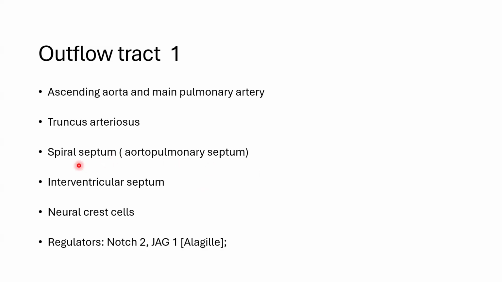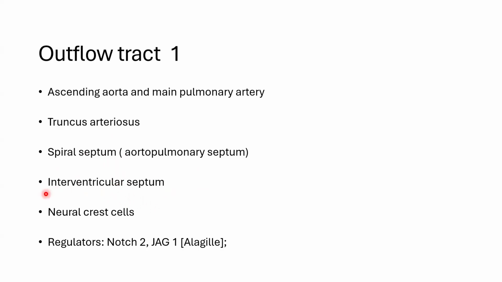It's also important to note that because the outflow tracts are connected to the ventricles, the spiral septum must be connected in one way or the other to the interventricular septum. Okay, so you have a straight up-down interventricular septum and a spiral septum, but they must connect to each other so that the ventricles are committed to the appropriate great vessels.